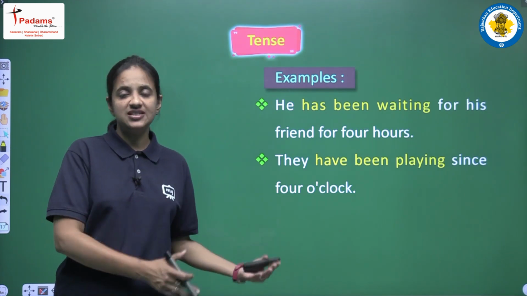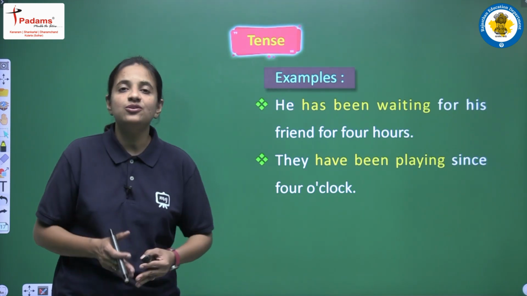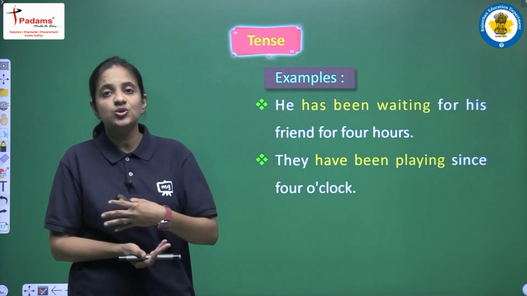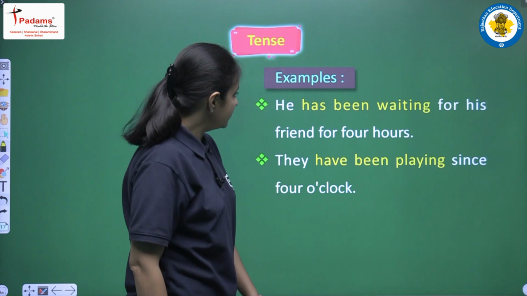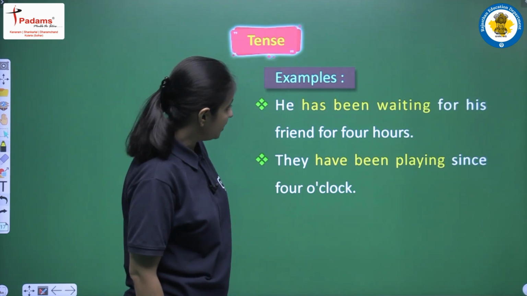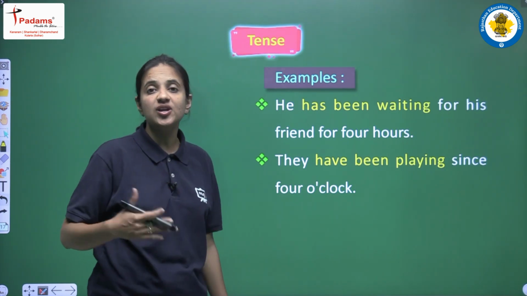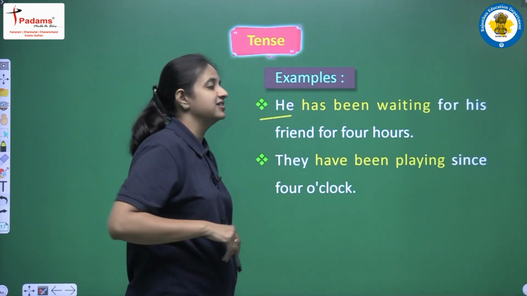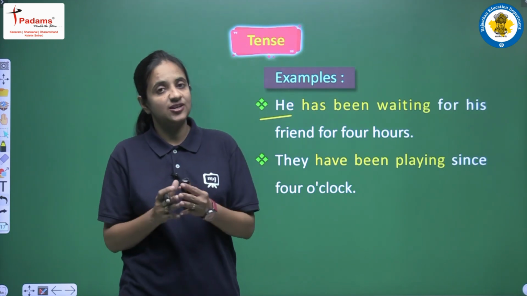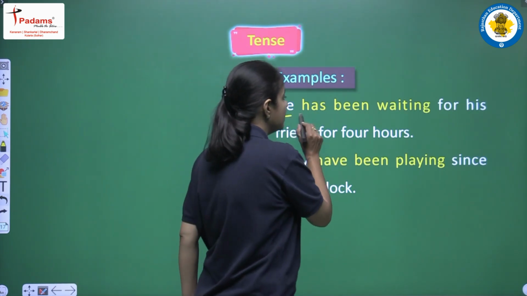Next, moving ahead, we are having some of the examples. So let's see some of the sentence and let's understand more clearly how we have to use helping verb and main verb. So let's see some of the sentence. The first sentence is, he has been waiting for his friend for 4 hours. Okay, so this is a positive sentence and we are having he as the subject, and he, because it is a singular subject, so we are using has been.